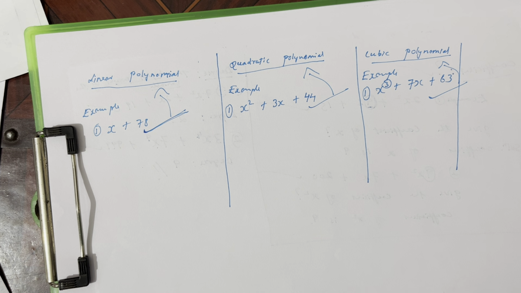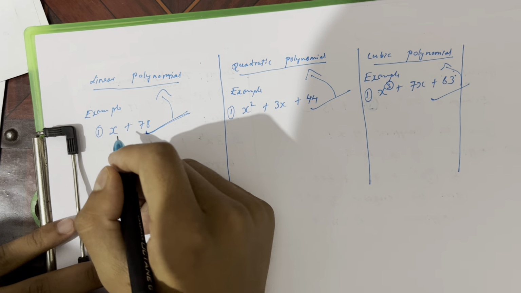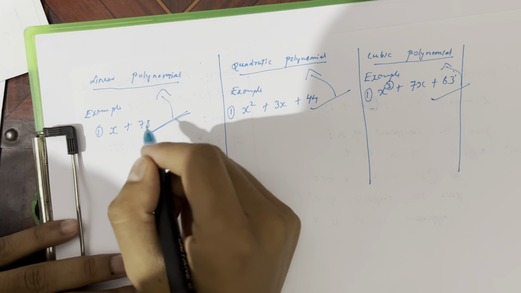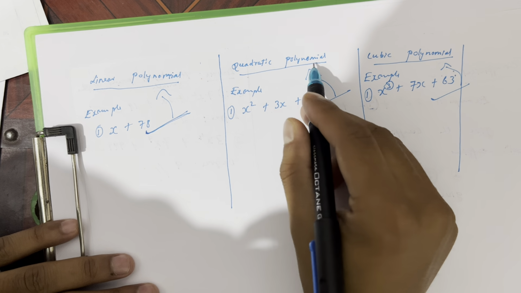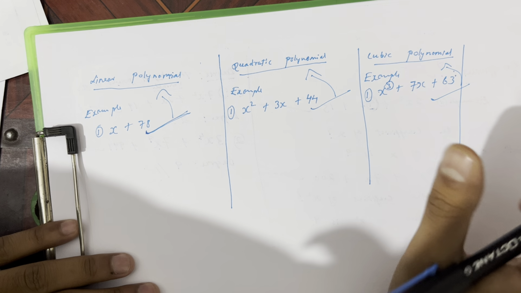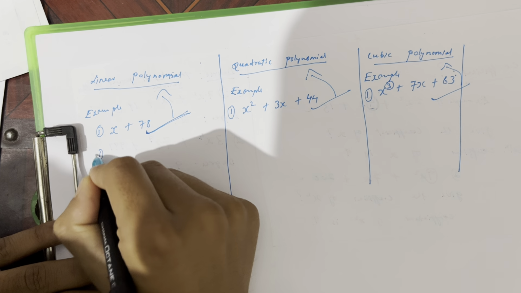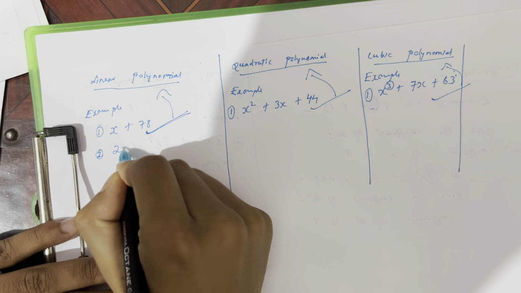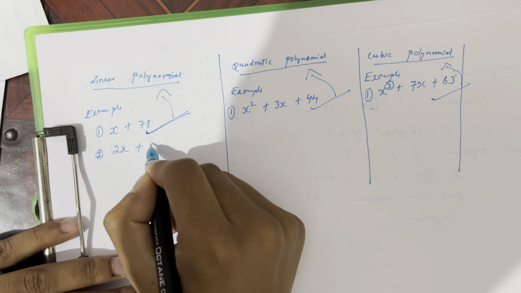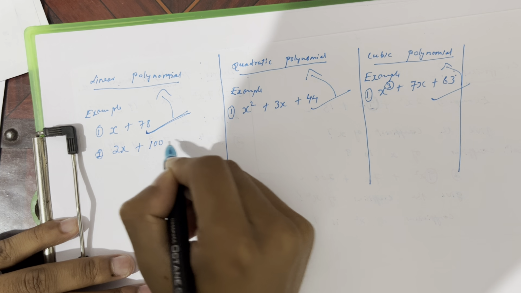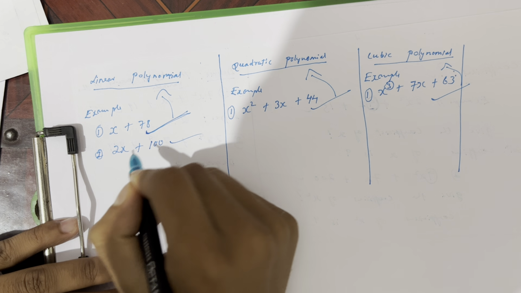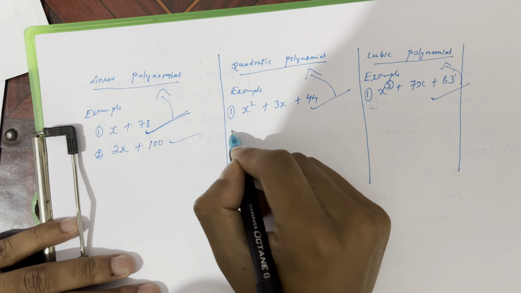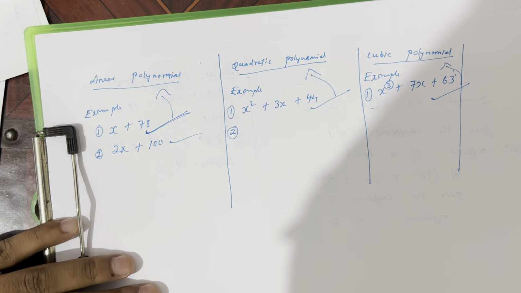Okay, let me give you one more example of this linear polynomial, quadratic polynomial, and then cubic polynomial. Second is, let me give you 2x plus 100. This is also a linear polynomial because the power is 1.